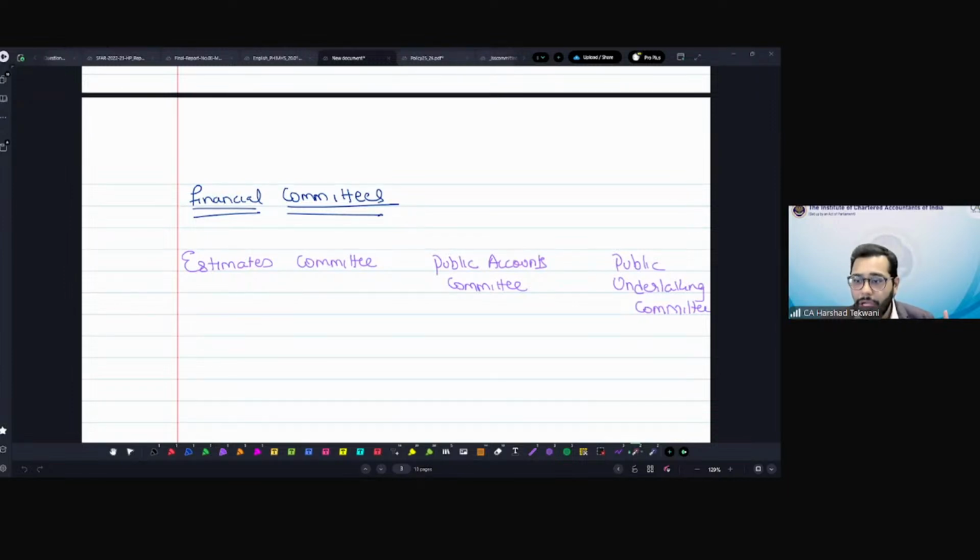Now, coming to the next part, the Public Accounts Committee. So what is the difference between the Estimates Committee and the Public Accounts Committee? When it comes to the Public Accounts Committee, they have a very specific function. Their function is basically the examination of the accounts showing the appropriations by the Parliament for expenditure or annual financing that is done by the government.